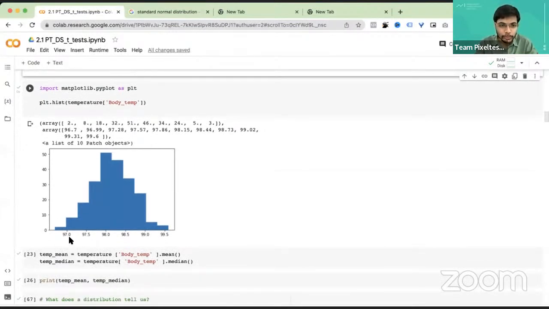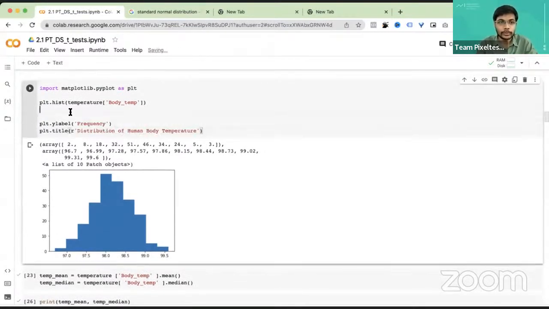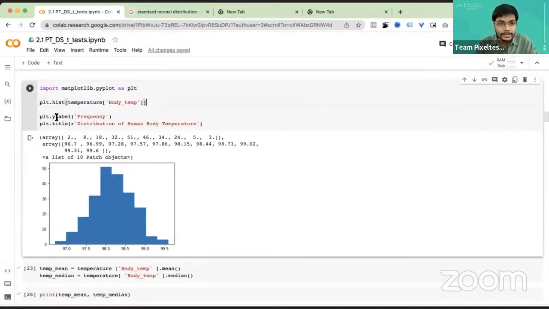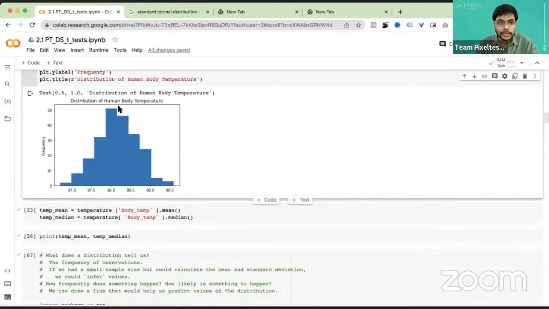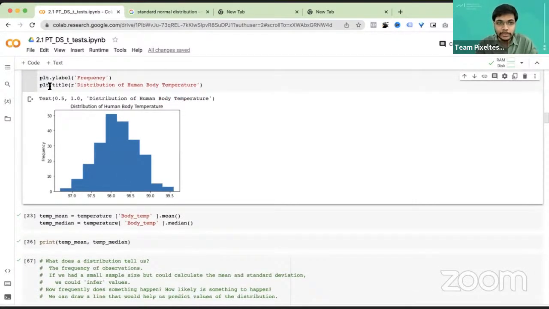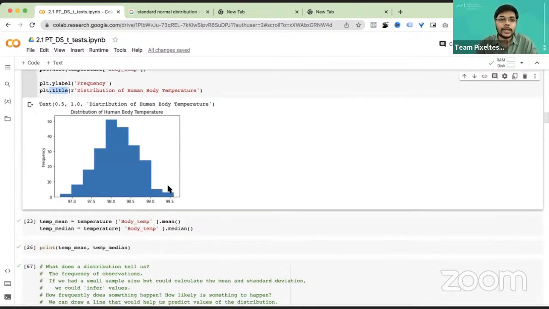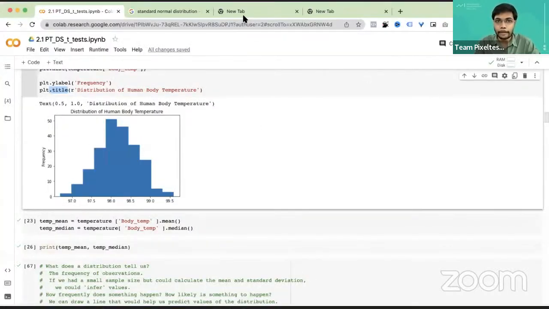Now, because here we do not have X and Y axis labels, I'm going to bring those back. We say plt.ylabel as frequency, and plt.title, which is the distribution of human body temperature. When I run this, you can see that the distribution of human body temperature became the title, and here is the frequency. And here we know that these are the temperatures. Okay, let me bring this reference, which is useful. We are here.